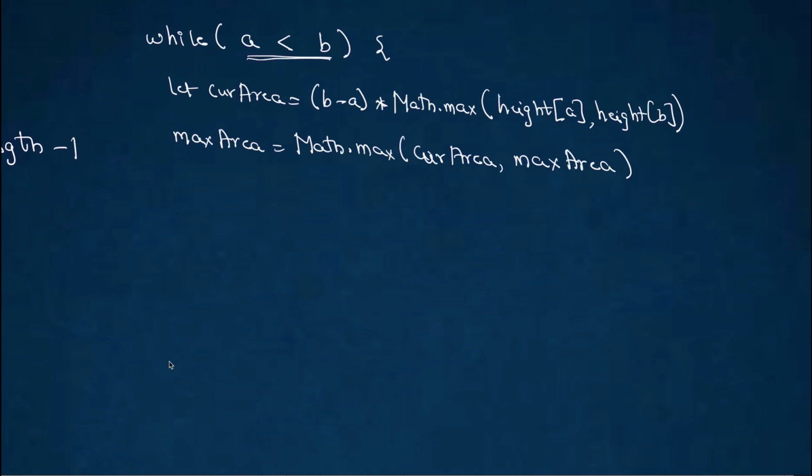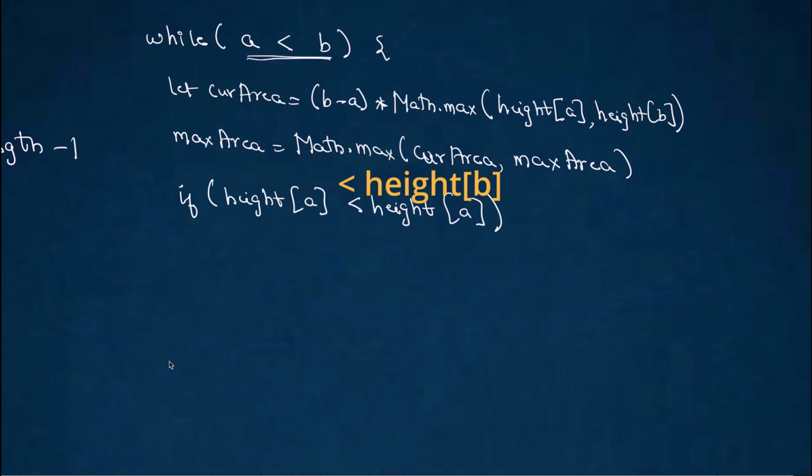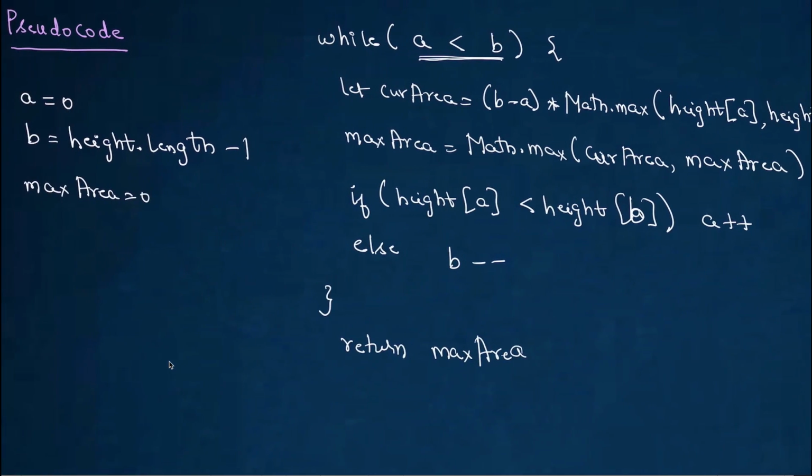And once we calculate the area, now it's time to update the pointers. So how do we do that? We need to pick the lowest height and move that to right or left. So if height of a is less than height of b, meaning if the left pointer's height is less, then we need to update that to right. So we will do a plus plus. Else, if b is less than a, or if b is equal to a in height, then we will do b minus minus. We will move our b pointer to left. And once we reach a equal to b or a greater than b, we complete this while loop and we return max area. So this is the pseudocode.